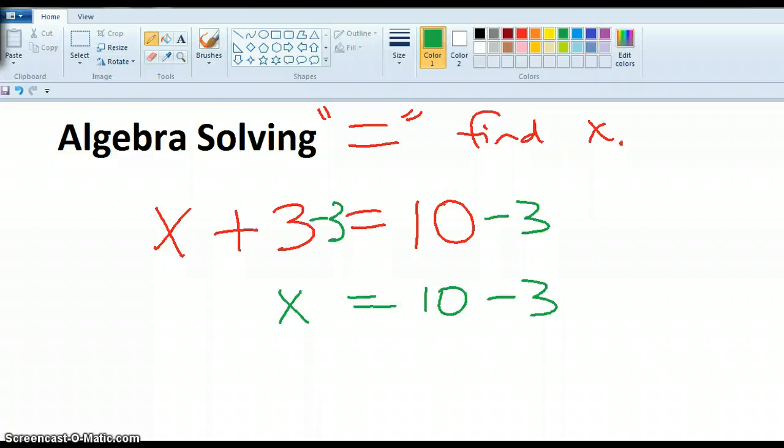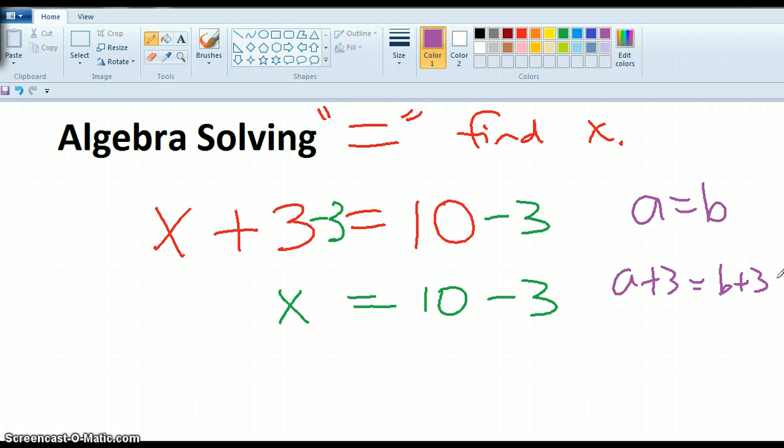If I say A equals B, then A plus 3 is going to equal B plus 3. Yeah? And B is going to equal A. So it's that idea that if I do the same thing to both sides, it's still equal. Okay? So this one here, x equals 10 minus 3 is 7.